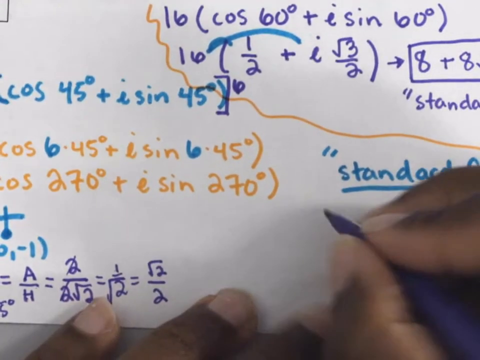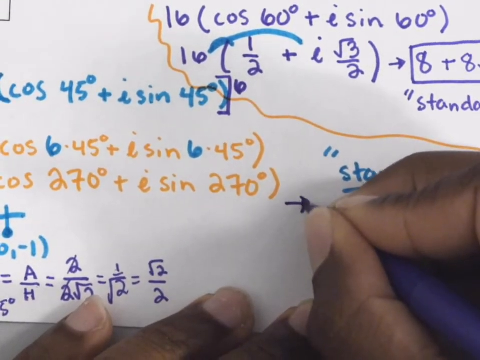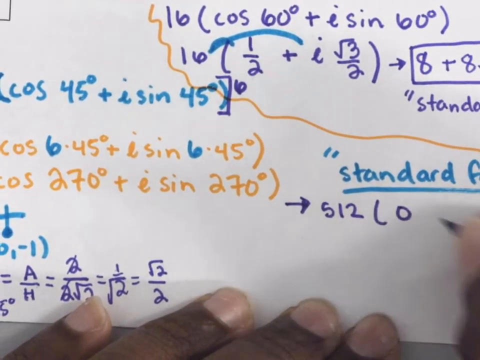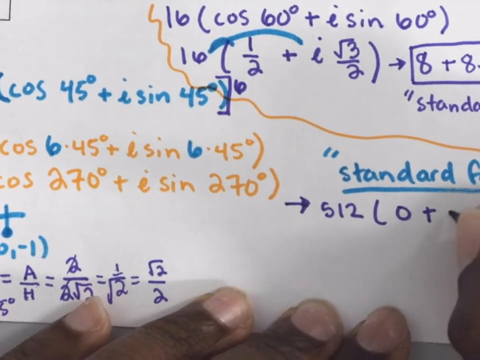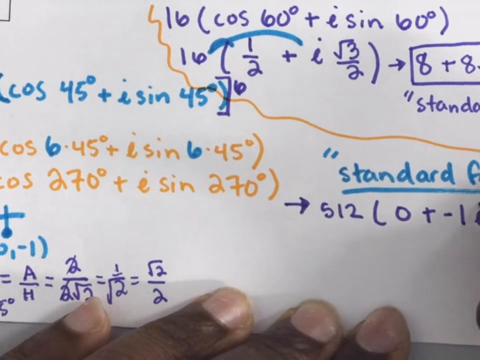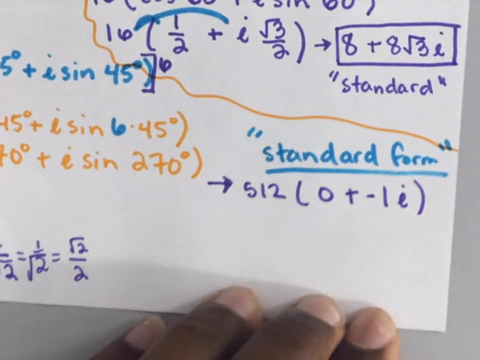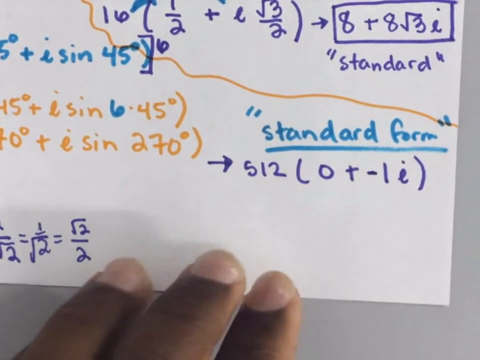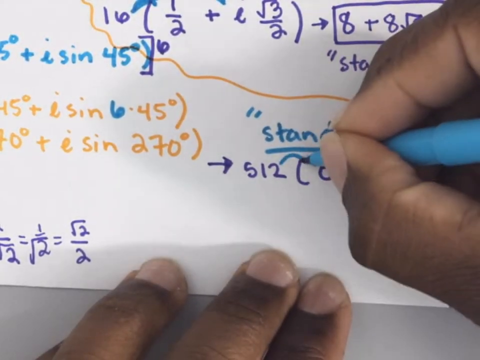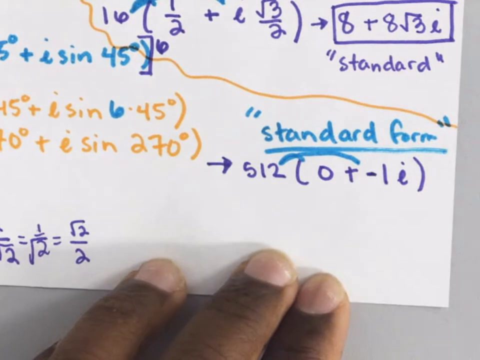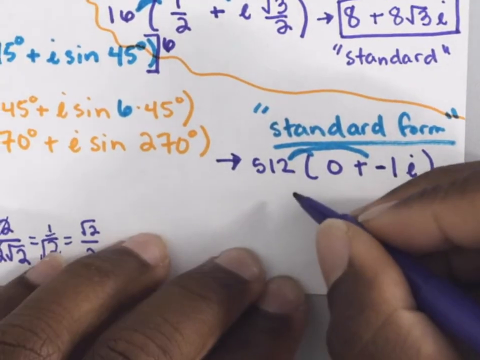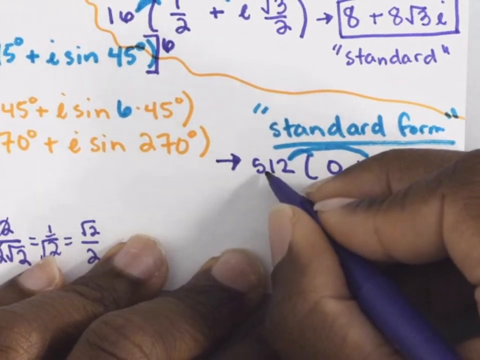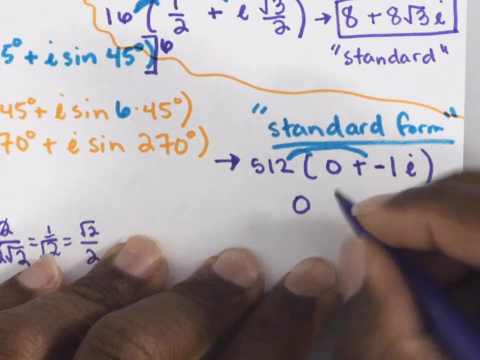So what I got is 512 times cosine, which was 0, plus -1i. I would have just written -i, but some of us need to see it. Then I'll distribute 512. As London said, something times 0 is just 0. And then 512 times -i.